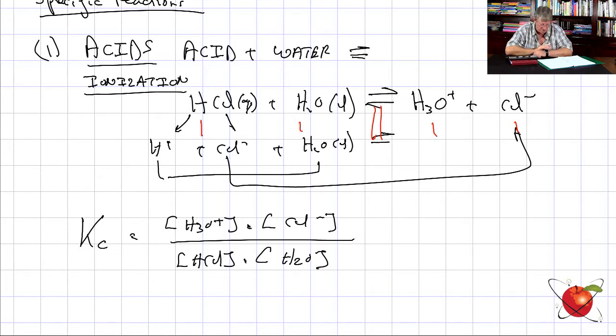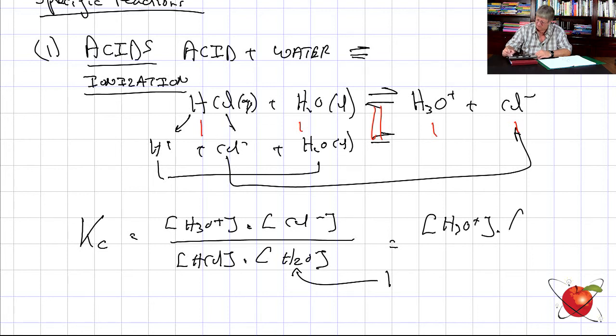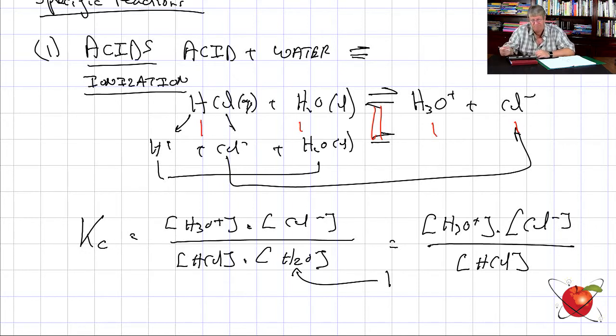Okay, so what have we got here now? Water was a liquid. So what we do with the water is we use it as 1. Therefore, it removes itself and we get the concentration of H3O+ multiplied by the concentration of Cl− divided by the concentration of HCl, like so. Remember, the HCl is aqueous. Now, what do we do next? That is the Kc for that reaction.